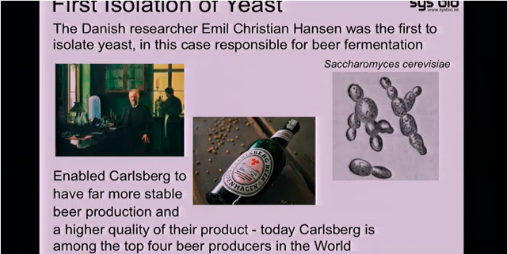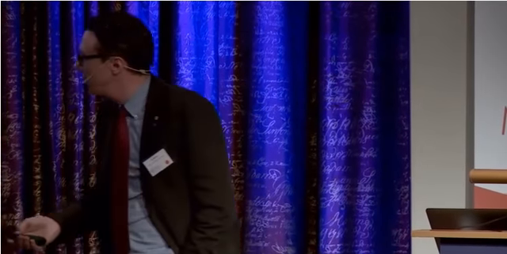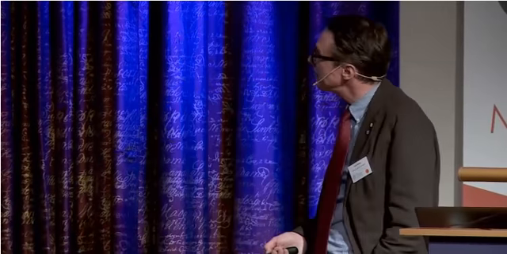Because at that time you were relying on spontaneous fermentation in beer, and that went well many times, but often you got contaminants, different types of bacteria that went into the beer, and the beer got sour and didn't taste very good. So with the isolated yeast, they could have a much better controlled process, and it allowed Carlsberg to make the best beer in the world. I don't know if that's true still today, but it's definitely one of the top four beer producers in the world today.